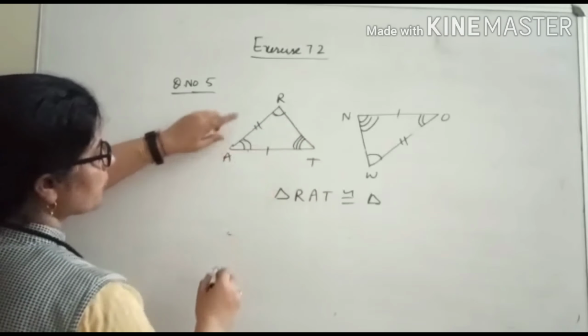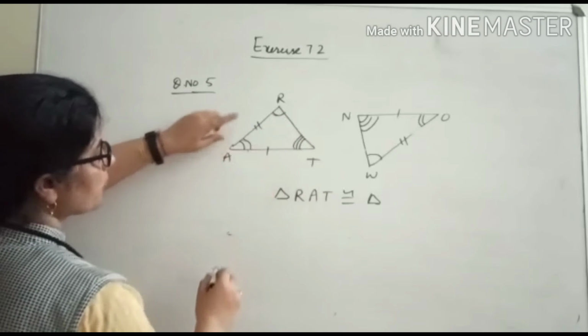Here these triangles are given as congruent. We only have to write the order, so we have to understand this carefully. On R only one arc of angle is there. Here two arcs are there. Here three arcs are there. Similarly, I have searched here one arc, two arcs, third arc, means WON. Or on the basis of sides also you can search. So the answer will be 1.